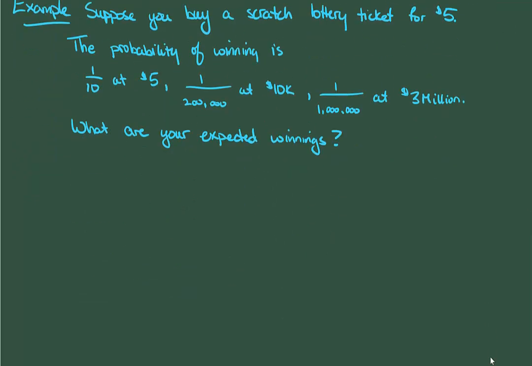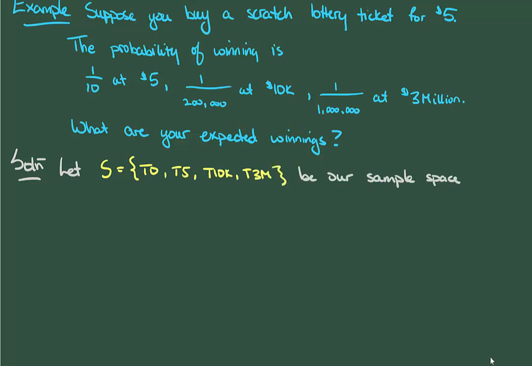The set of possible outcomes in this experiment are dictated by what kind of ticket we receive. Let's indicate each outcome by how much money we win, so that T0 is a ticket which wins no money, T5 wins $5, T10K wins $10,000, and T3M wins $3 million. Now, we want to talk about our net winnings, which is how much the ticket gives us less the cost of the ticket.